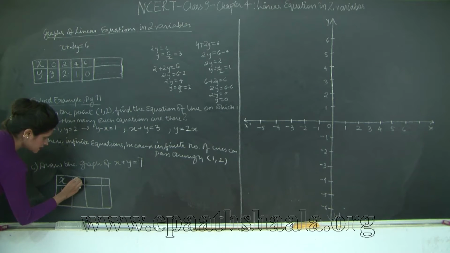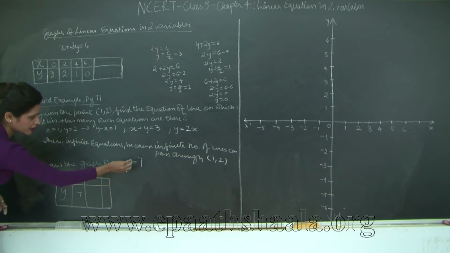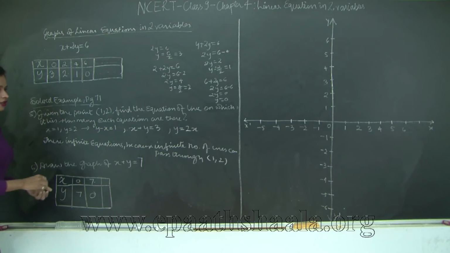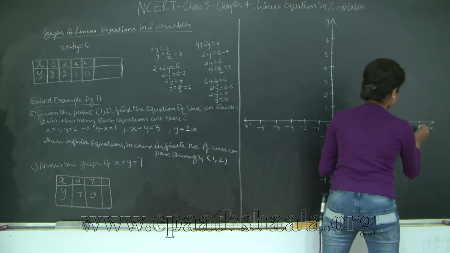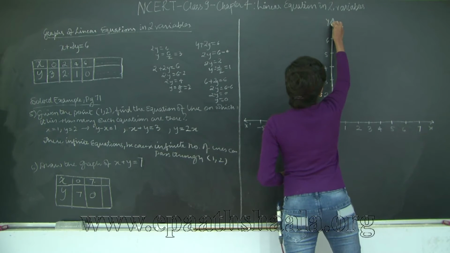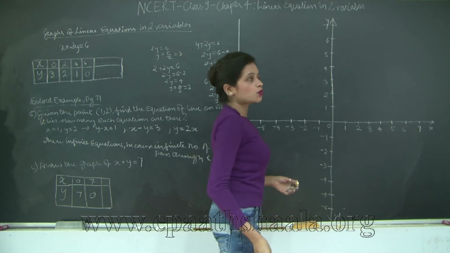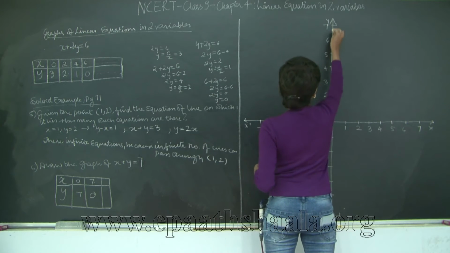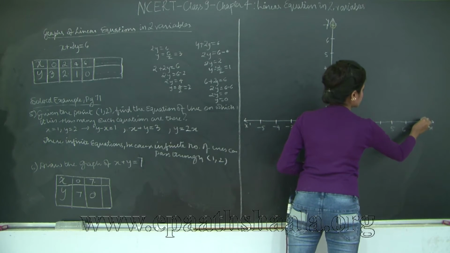So I'll say x is 0. If x is 0, y becomes 7. Similarly, I'll take y is 0. So my x becomes 7. So over here, I'll mark 7. And let's say my 7 is here. So what is my first coordinate? It is 0, 7. So 0, 7 will lie here and 7, 0 will lie here.